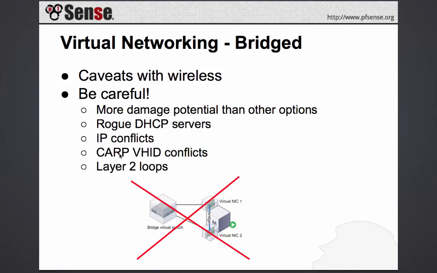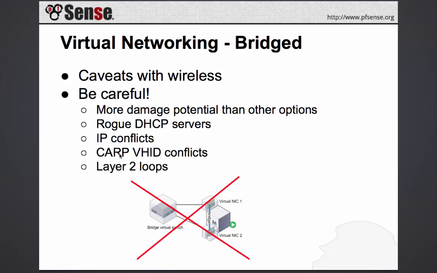Also need to be careful whenever you're using bridge VMs, because that's the option that has the most damage potential to the rest of your network, at least. The other virtual network options, your impact is largely going to be exclusive to the virtual networks. It won't leave whatever machine the hypervisor is running on.